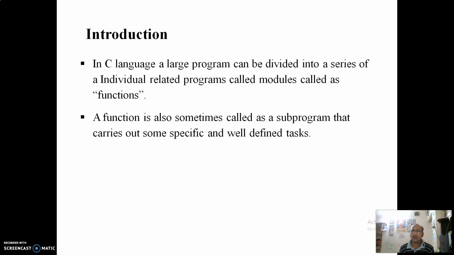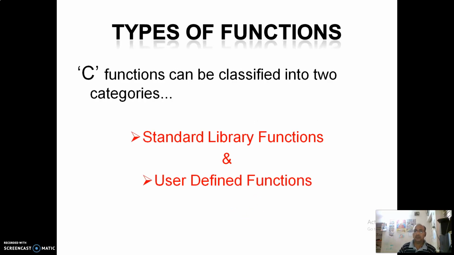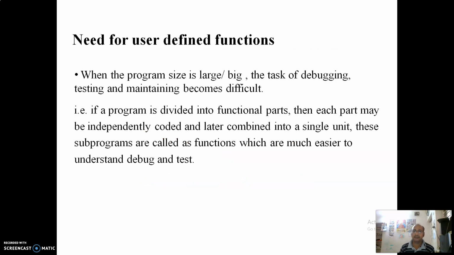A function is also sometimes called a subprogram that carries out some specific and well-defined task. In C programming, the functions can be classified into two categories. The first is standard library functions. The second is user-defined functions.